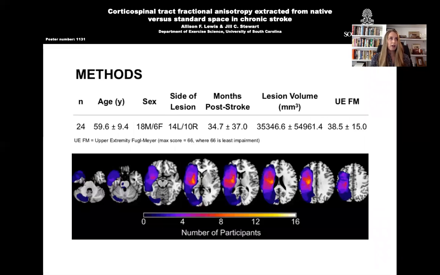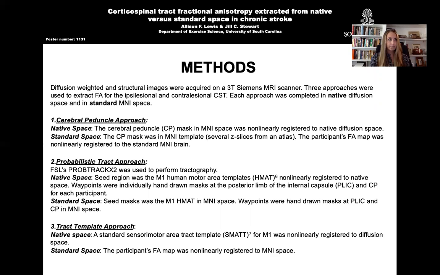So here we are at methods. So we had 24 individuals in the chronic phase of stroke. They had on average mild to moderate upper extremity impairment. And then you can see at the bottom there is a depiction of all the subjects' brain lesions overlaid.